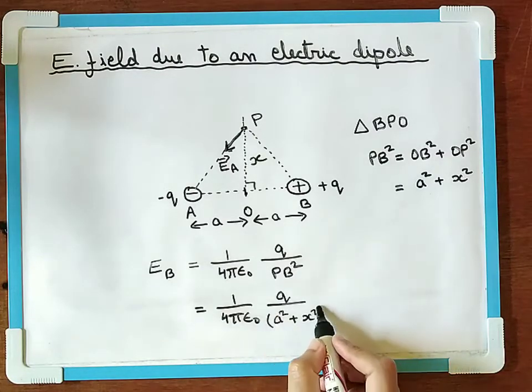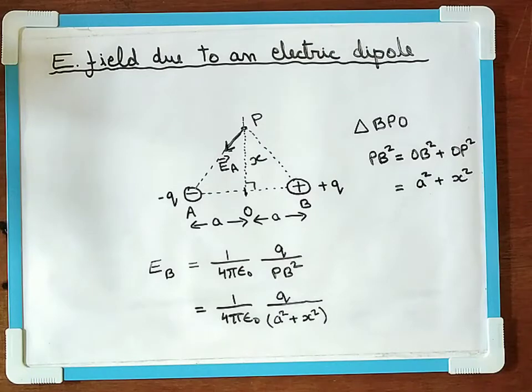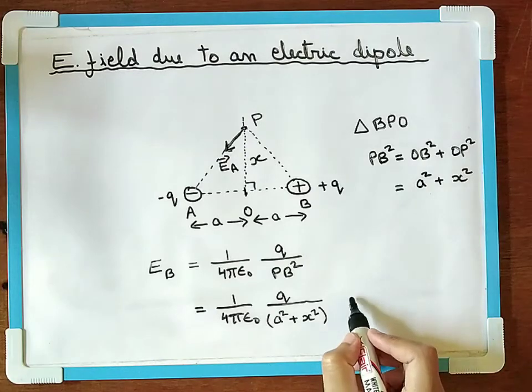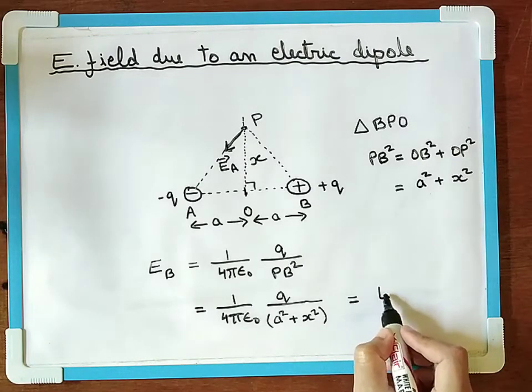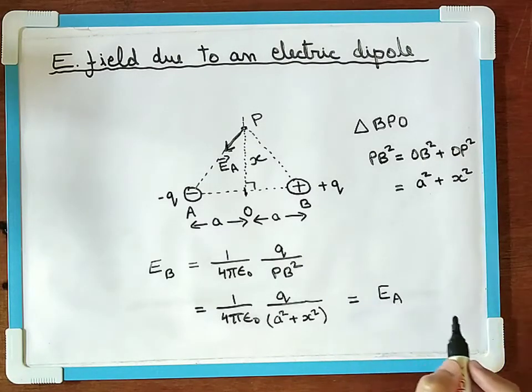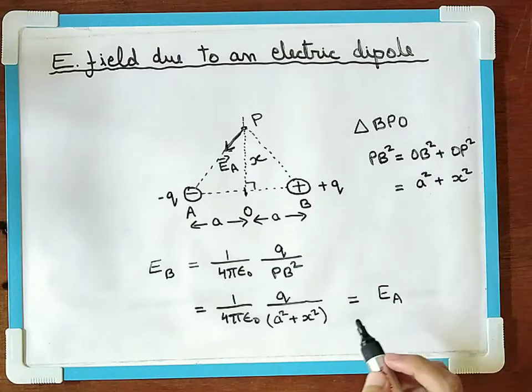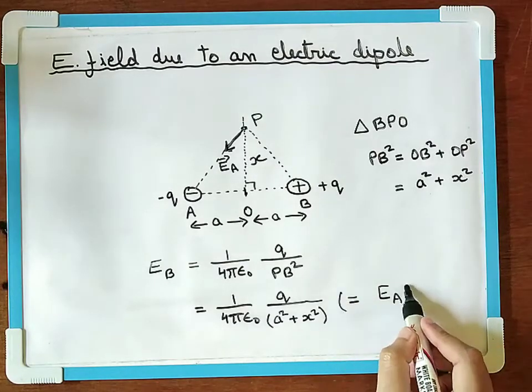Now this is equal to the magnitude of the electric field due to the charge at A. So your EB will be equal in magnitude to EA, only in magnitude. Now the direction is different for the two electric fields. For EA, we know it's directed towards the negative charge minus Q.